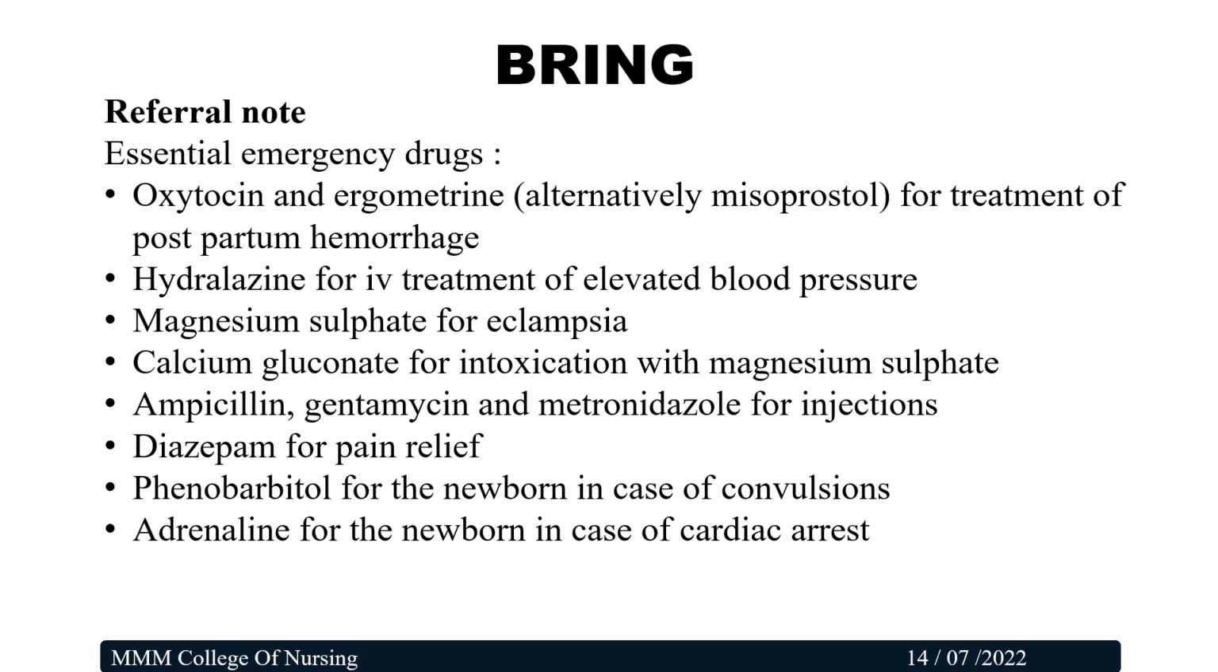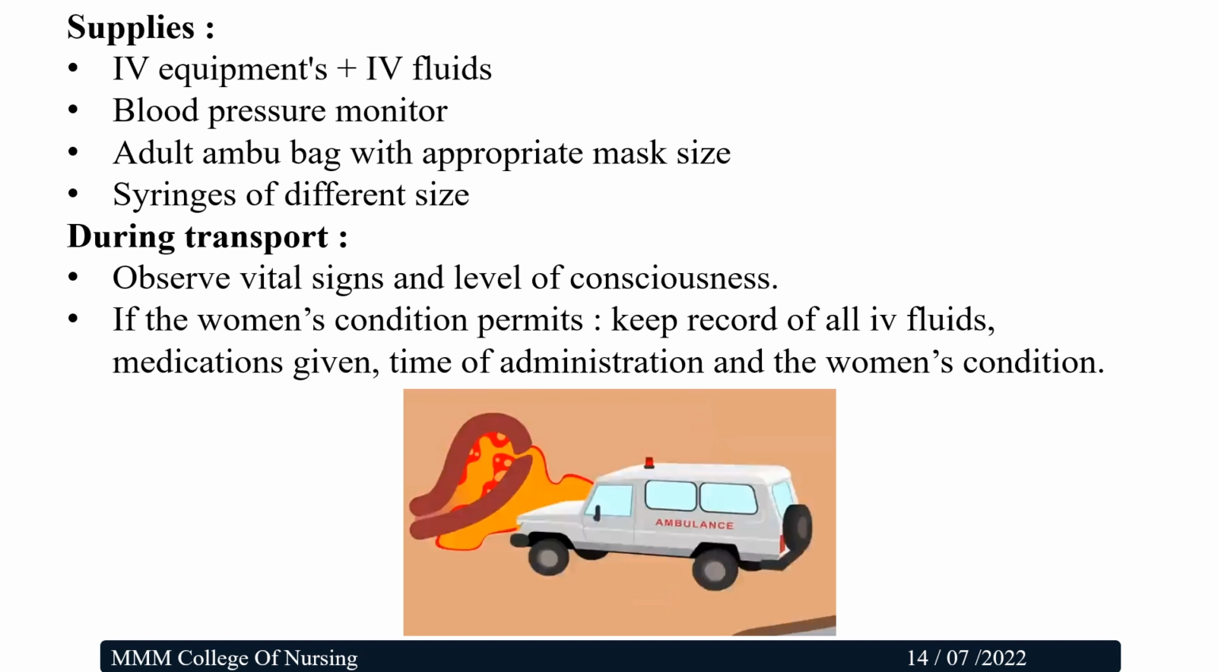So what all do you have to take when you go along with the woman who's been referred to another hospital because of septic abortion? You have to take the emergency drugs: oxytocin, ergometrine for treatment of postpartum hemorrhage, hydralazine for IV treatment of elevated blood pressure. The hydralazine will lower the blood pressure. Magnesium sulfate for eclampsia, calcium gluconate for intoxication with magnesium sulfate, ampicillin, gentamicin and metronidazole injections, diazepam for pain relief, phenobarbital for the newborn in case of convulsions, adrenaline for the newborn in case of cardiac arrest, and supplies: IV equipment and IV fluids, blood pressure monitor, adult ambu bag with appropriate mask sizes, syringes of different sizes.